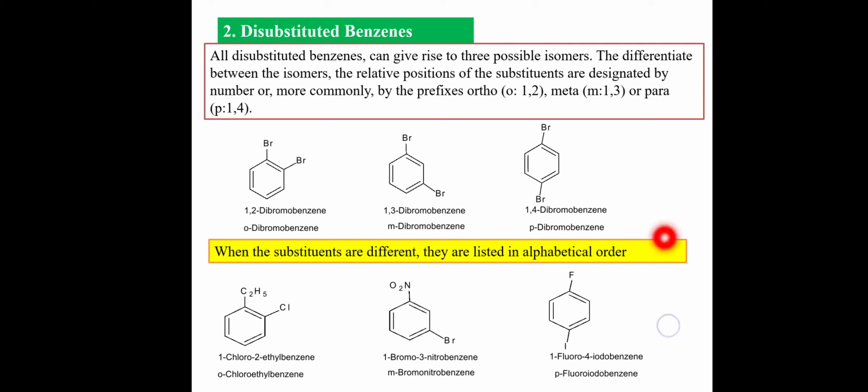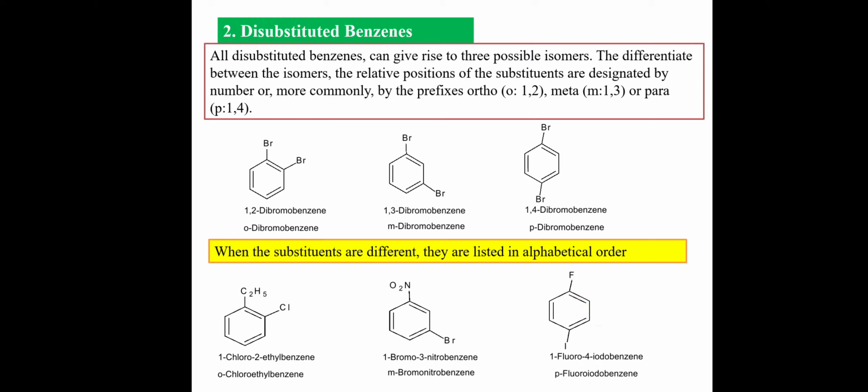In the next example, two substituents here have a 1-4 relationship. That means here fluorine and here iodine are the two substituents present. Which will come first? Again, fluorine and iodine. Of course, fluorine will come first. Therefore, numbering starts from this fluorine having number 1, 2, 3, and then 4.